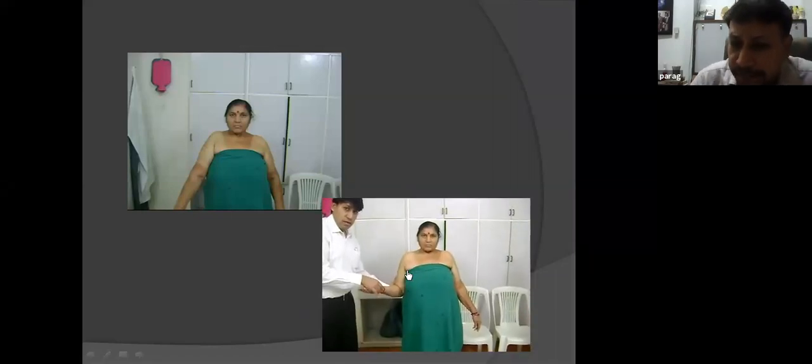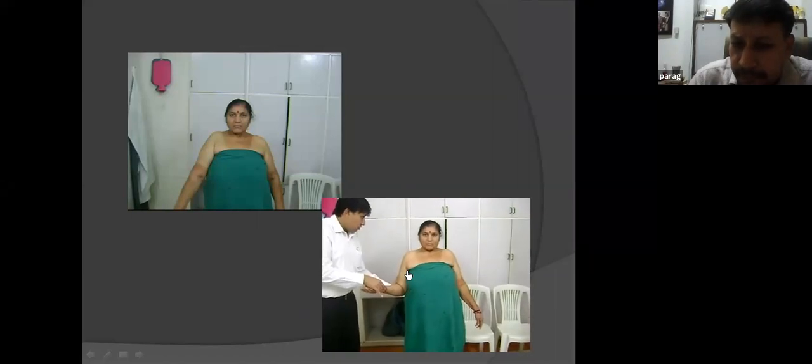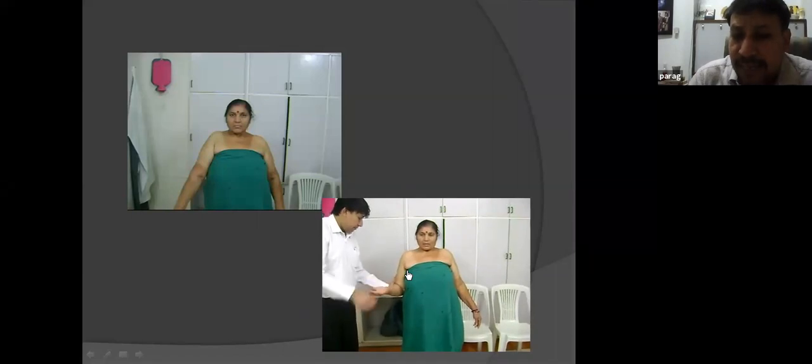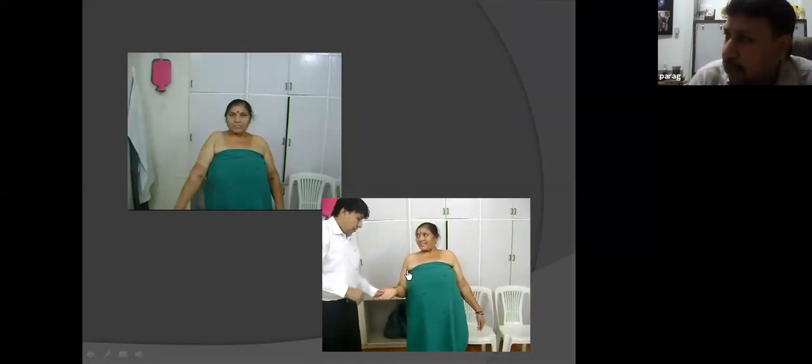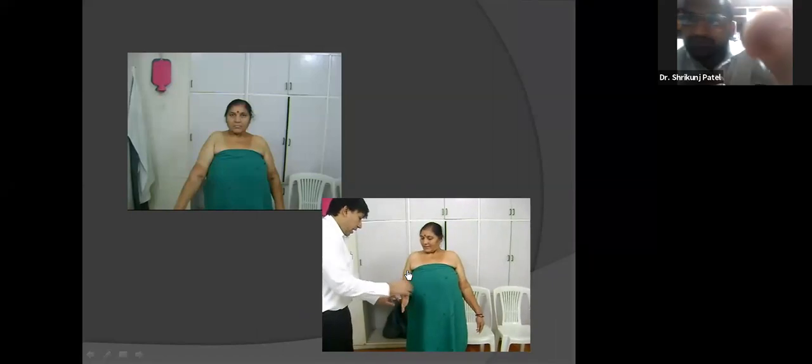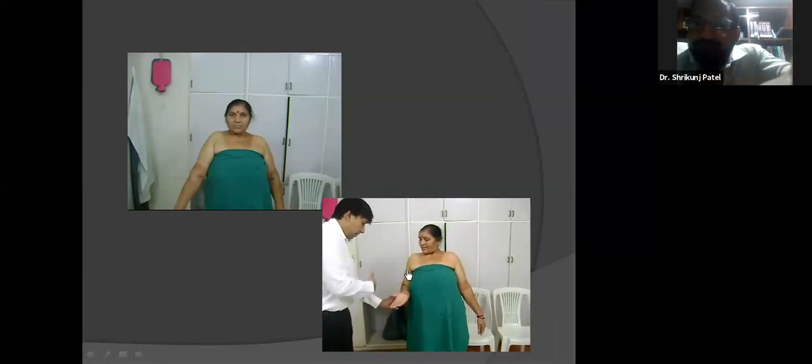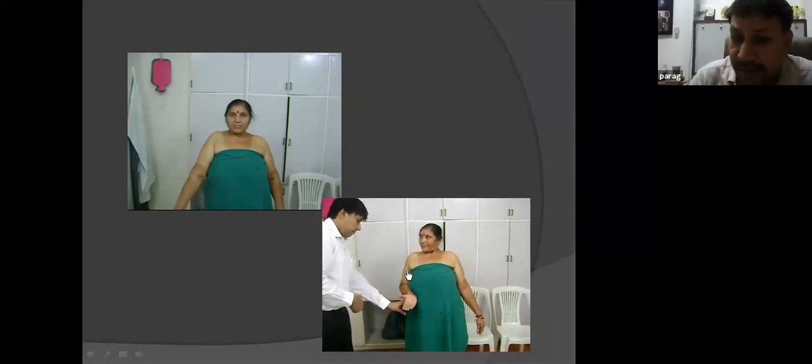See that again? So I'm keeping the arm in external rotation. I'm asking the patient to hold it like that. But can you see her refusing, that she can't do that? There you go. Did you see that, Srikunj? Yes, sir. So is that clear? That's called the external rotation lag sign.